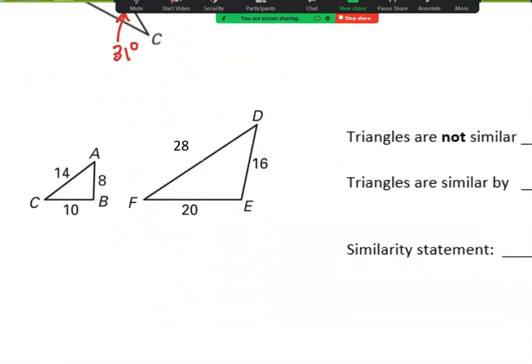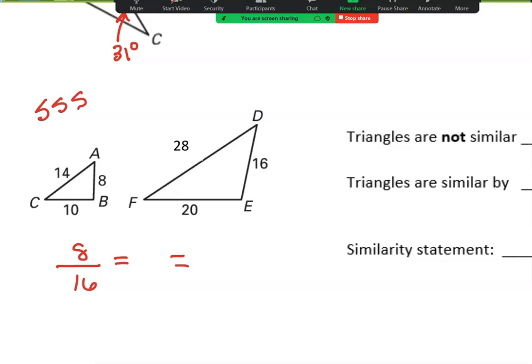Look at these shapes. I have no information about angles. The only thing I could do is try to do side, side, side. So for that to be true, I'm going to have to look at my proportions. What are my proportions? Take the smallest value on the left, that's 8, put it over the smallest value on the right, that's 16.